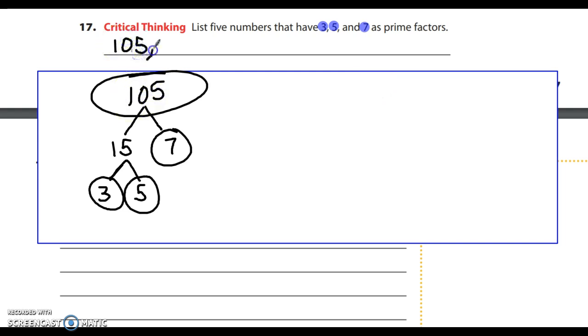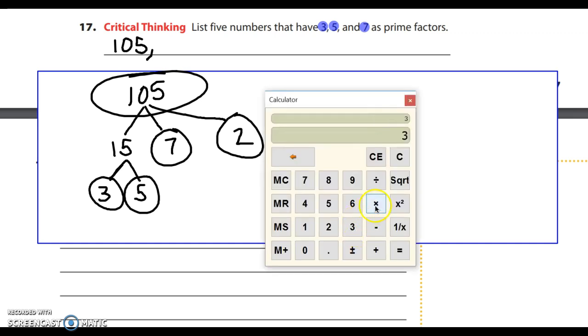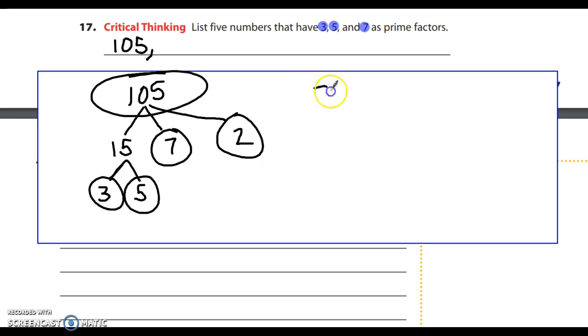What about the next number? Watch how easy this really could be. What would be another number that these would all be prime factors of? How about just this right here? Times 2. So what am I doing here? I'll show you what I'm doing. I'm going to do 3 times 5 times 7. That's 105. And then I'm just going to multiply that by 2. I get 210.